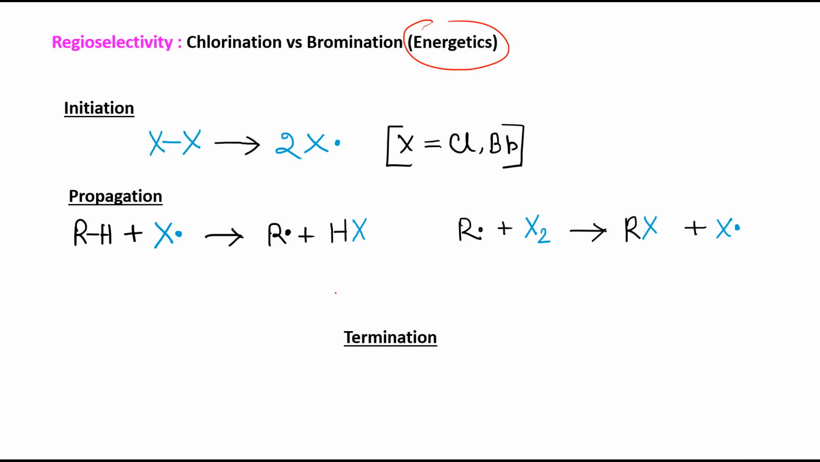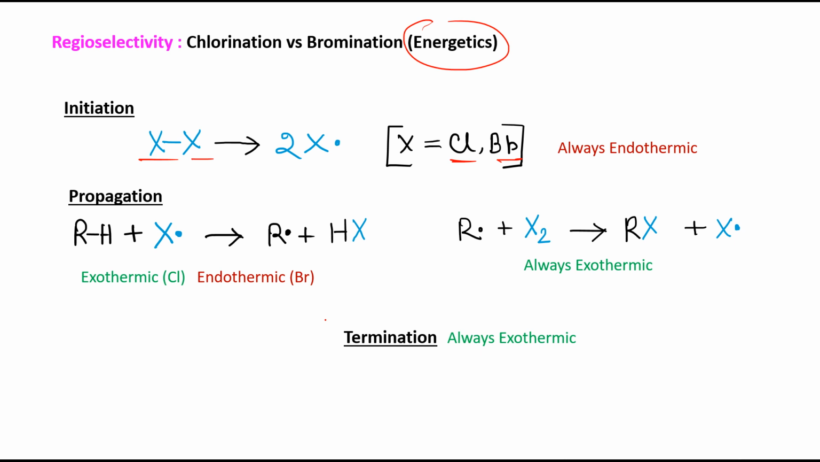The equations that you are seeing, the halogen atoms, are general. It may be chlorine, it may be bromine. The same type of initiation and propagation steps are written, nothing new, that we have already seen in the first slide. But here we consider whether the steps are endothermic or exothermic. The initiation step, as we are breaking this bond, is always endothermic, whether X is Cl or Br. For the first propagation step, if X is Cl, it is exothermic, but for bromine it is endothermic. For the second step, whether X is Cl or Br, it is always exothermic. And termination is always exothermic because two radicals are combined.